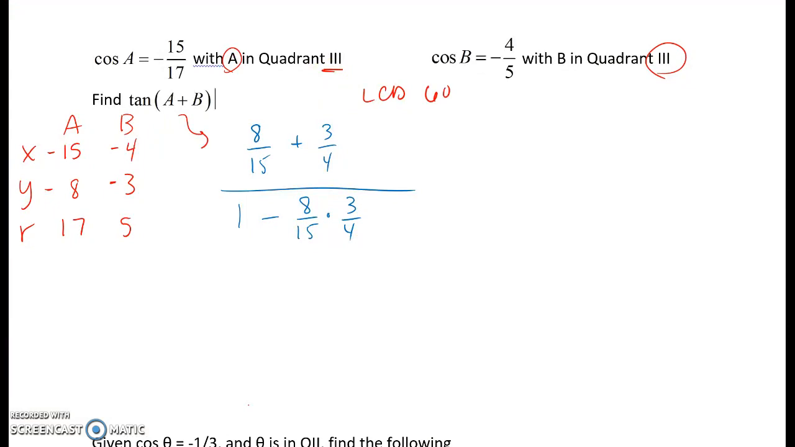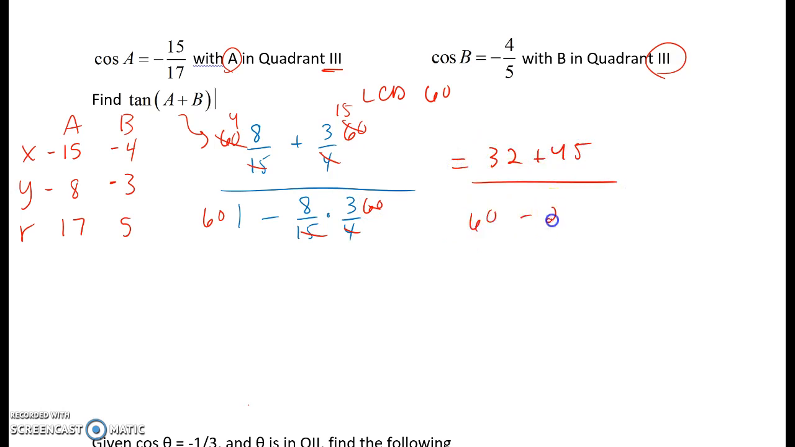Okay, so I multiply everything by 60, and we multiply 60, 60, 60, and 60. And when we go ahead and simplify this, we can essentially cancel off all of our denominators. And that results with 32 plus 45 over 60 minus 24. And from here, we get our final answer of 77 over 36.